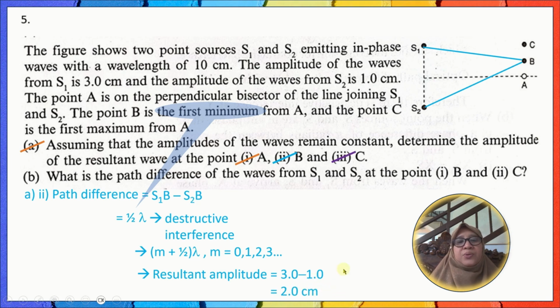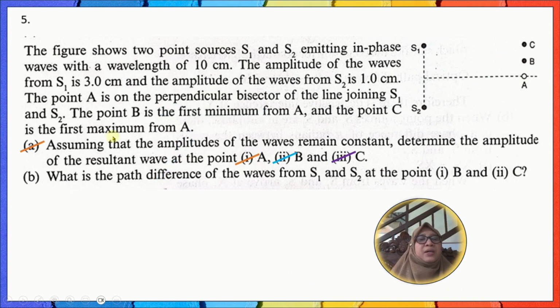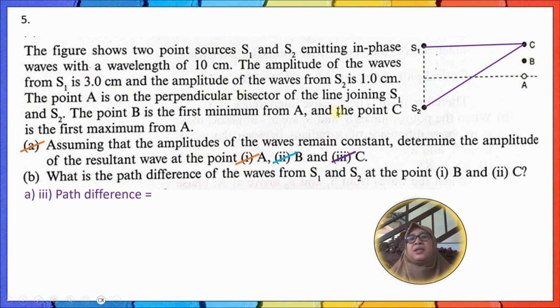Now we go to question C, which is to state the first maximum. For the first maximum, m will be 1. So m lambda is the path difference, where S2C is longer, so it is S2C minus S1C. This one is opposite here: S2C minus S1C equals m lambda, where m equals 1.